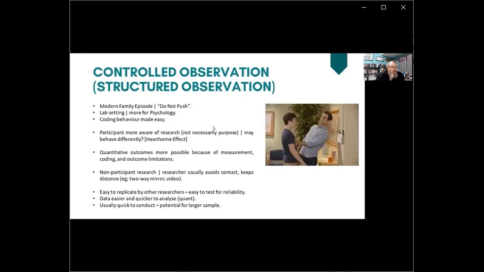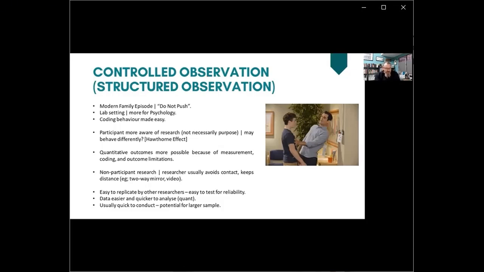Let's move on to controlled observation. So this is the first of the 3 types of observation that we're going to do. And this is not perhaps the one that I want to talk about the most, but it's still important to talk about. Now, this is often called structured observation, and I don't know if you guys are familiar with or have watched the TV program Modern Family.